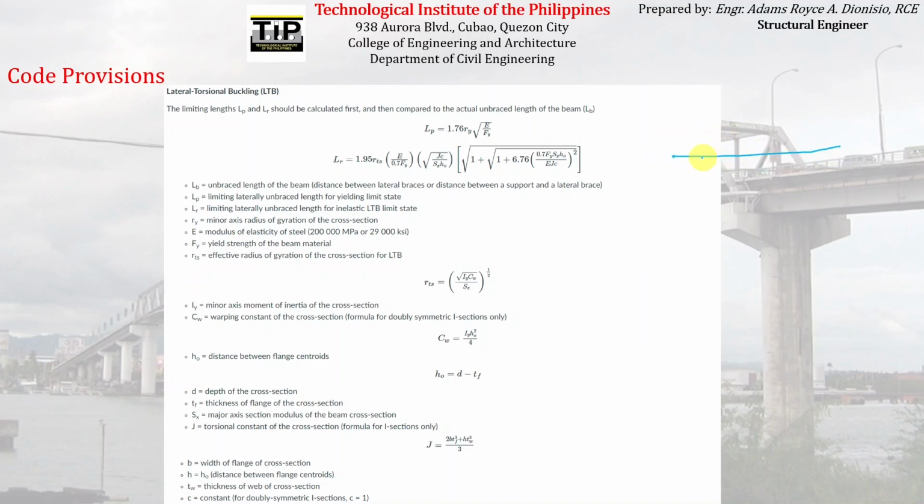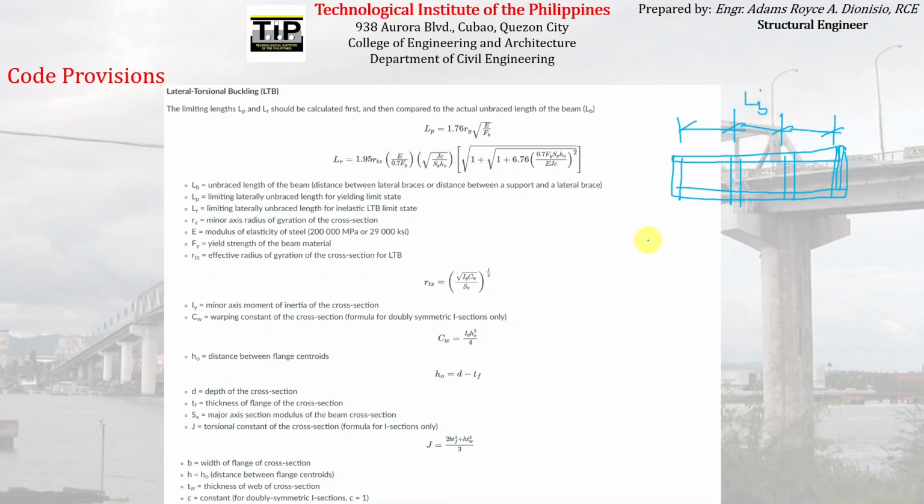Kasi nga sa mga steel beam, kunyari ito yung side view ng isang I-beam na steel beam. Usually yung mga lateral bracing niya is just located at a certain point. Kunyari dyan, dyan, then dito, and so on and so forth. So usually, yung mga lateral supports nila is just located at a certain distance from each other. Okay, so yung distance na yan yung tinatawag natin na unbraced length, yung Lb.